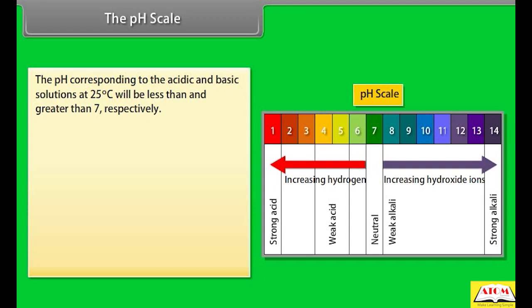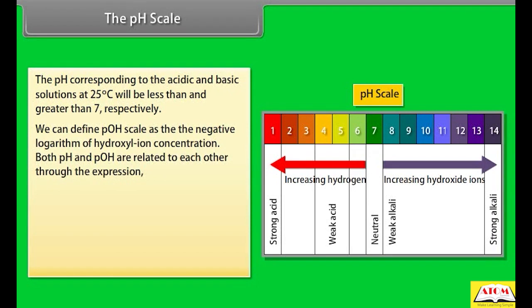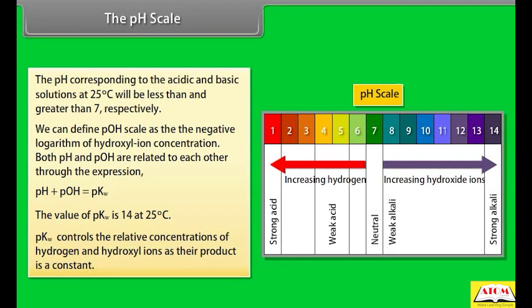The pH corresponding to an acidic and a basic solution at 25 degrees Celsius will be less than and greater than 7 respectively. We can define the pOH scale as the negative logarithm of hydroxyl ion concentration. Both pH and pOH are related to each other through the expression pH plus pOH is equal to pKw. The value of pKw is 14 at 25 degrees Celsius. pKw controls the relative concentrations of hydrogen and hydroxyl ions as their product is a constant.